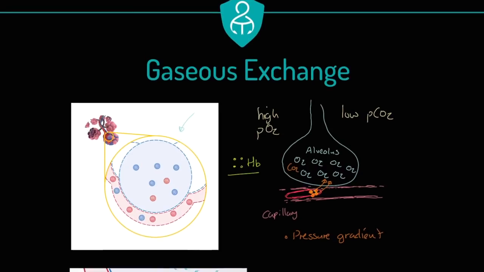A pressure gradient. In other words, we've got more CO2 in the blood, on the red blood cells, than we have got in the alveolus. So to equalize that pressure across these, remember, gappy semi-permeable membranes, our CO2 is going to blip, blip, blip across.